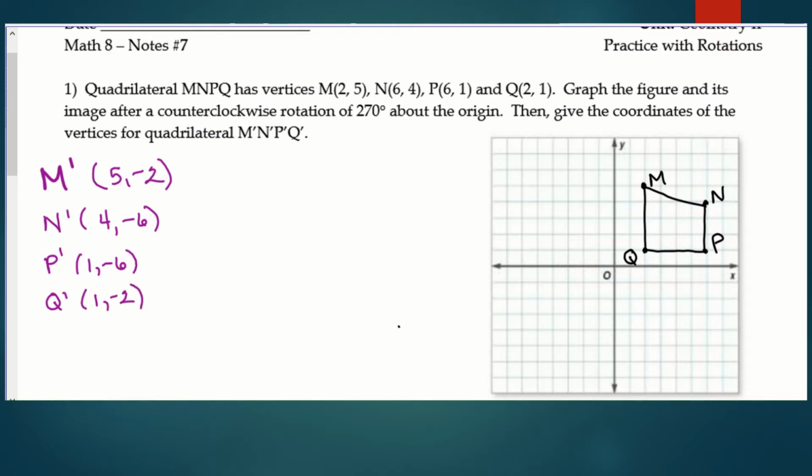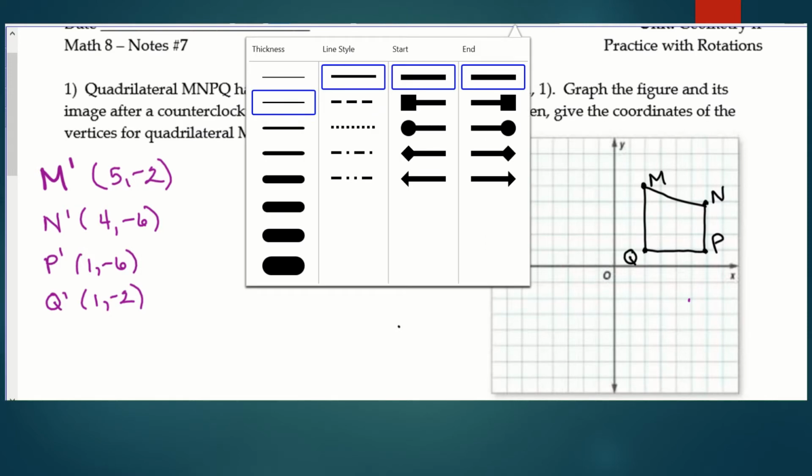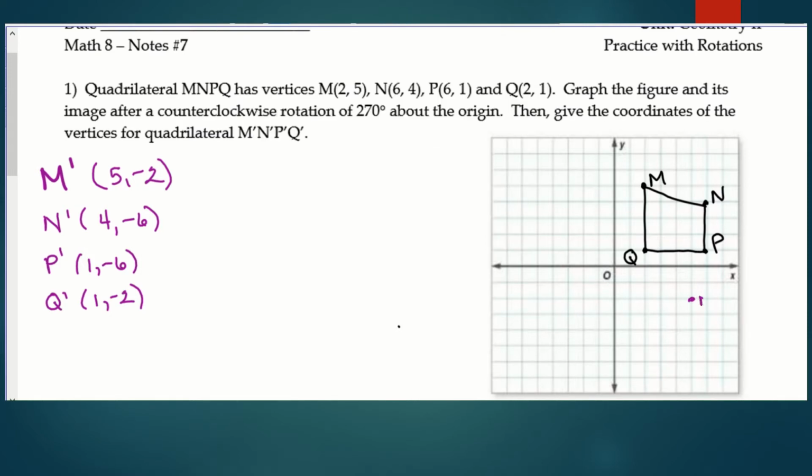All right, so let's graph these points. So 5, 1, 2, 3, 4, 5, negative 2. That's my Q prime. Or I'm sorry, my M prime. There we go. Try that again. Okay, 4, negative 6. 1, 2, 3, 4. 1, 2, 3, 4, 5, 6. That gives me my N prime. 1, negative 6 gives me my P prime. And 1, negative 2 gives me Q prime.